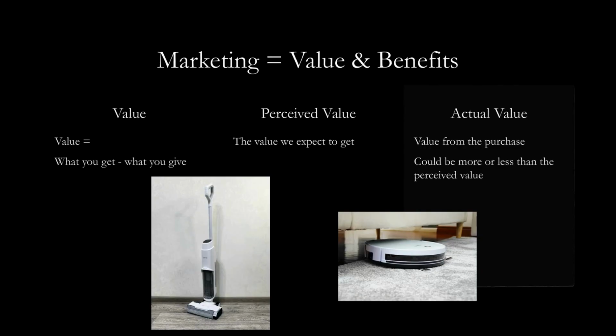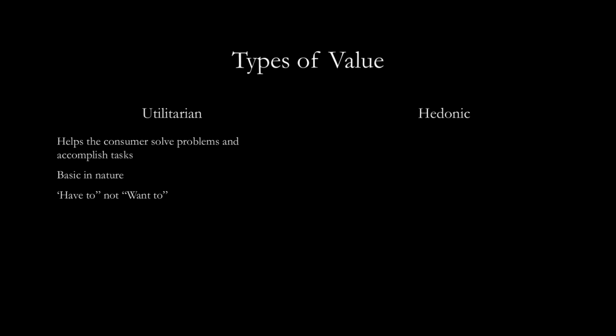In terms of value, we have two different types of value. We have utilitarian value and hedonic value. Utilitarian value is derived from a product or service that helps the consumer solve problems and accomplish tasks. Utilitarian is very basic in nature. We're going to solve a problem and accomplish a task. I will receive my utilitarian value as soon as a task is accomplished.